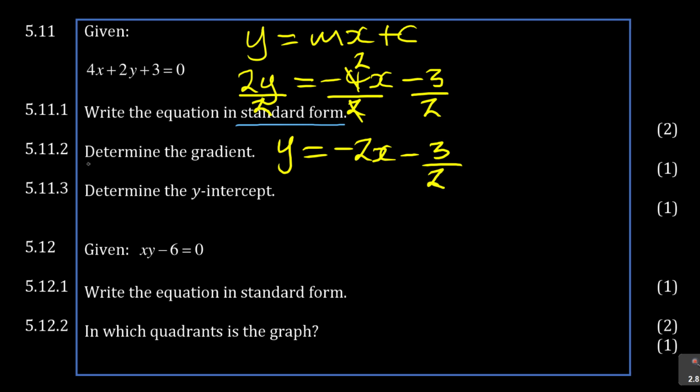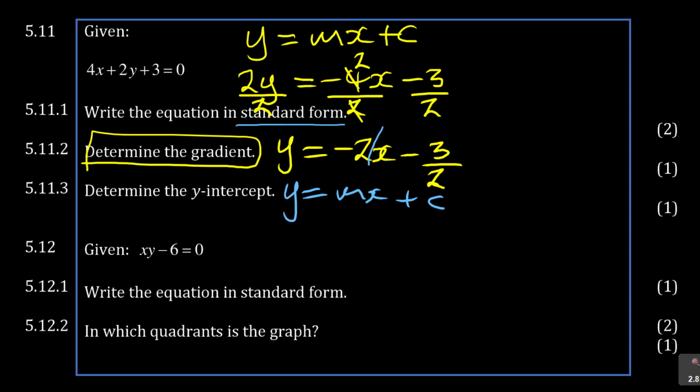Then the next one is determine the gradient. Then you come here and say, okay, from this one, y is equal to mx plus c. Where is the gradient? There is the gradient, minus 2. Yes, so m is equal to minus 2.